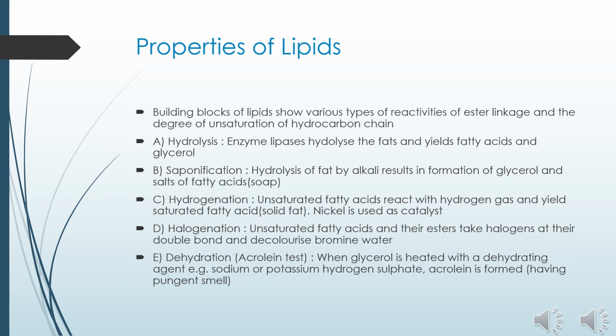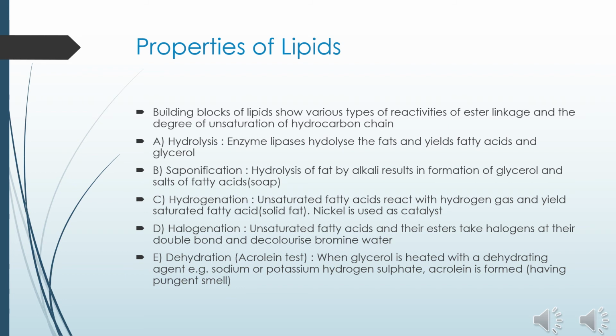Next is saponification. Saponification is hydrolysis of fat by alkali. This reaction results in the formation of glycerol and salts of fatty acids, which is known as soap. The soaps are of two types, hard soaps and soft soaps. Hard soaps are common bar soap, which are sodium salts of higher fatty acids, while soft soaps are potassium salts of higher fatty acids available as semi-solid paste.